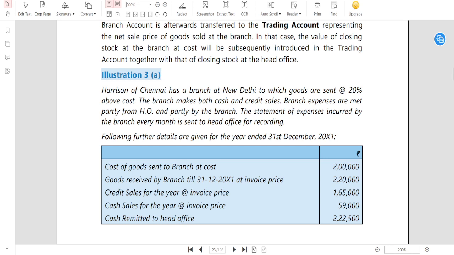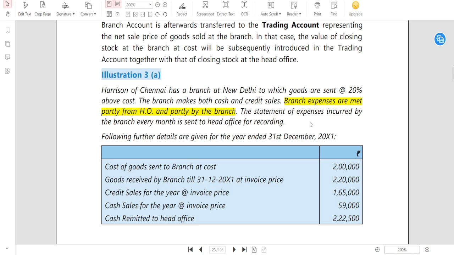So both cash and credit sales happen and branch expenses are made partly from HO. This language is very important. Branch expenses are paid partly by HO and partly by the branch. Guys, when you read the question, I am going to tell you one thing. In the professional exam, read the question like a pro. It means when you read the question, you need to give some time to understand the question, and take a pencil; make a habit of having the pencil in your hand.